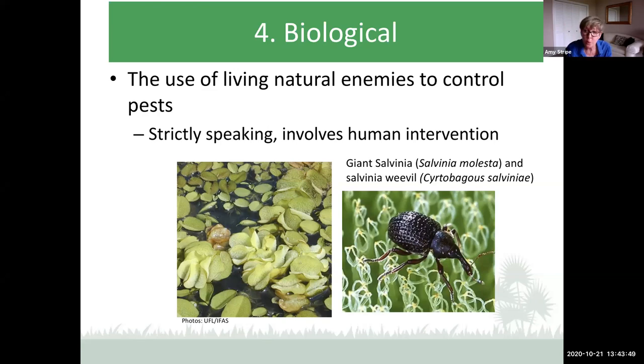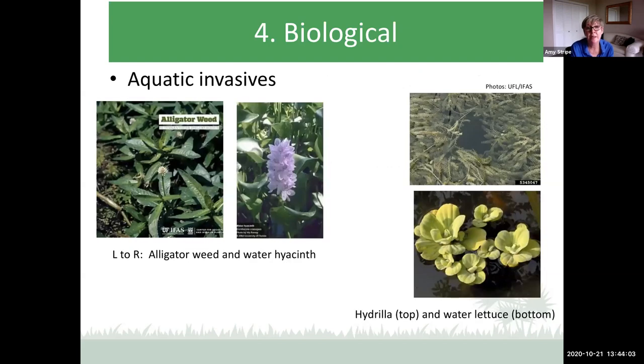But, you know, not surprisingly, the focus of biological controls in the state of Florida has been on aquatic invasives, because obviously a huge chunk of our economy is dependent upon the quality of our waterways. So you will see things like biologicals have been put to use on alligator weed and water hyacinth to a fair degree of success. On the right, we have hydrilla and water lettuce. To a lesser extent, they've been successful.